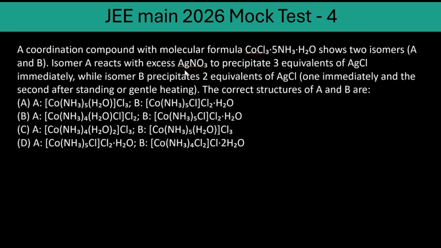A compound with molecular formula CoCl3, 5NH3 and H2O shows two isomers. Isomer A reacts with excess of AgNO3 to precipitate 3 equivalents of AgCl. This type of question, if you see it, then confirm your marks there. You should get 4 marks there. So 3 equivalents of AgCl means outside the coordination sphere I have 3 Cl. So check for the option. I have option A and option C like that. Correct? Then isomer B precipitates 2 equivalents of AgCl, one immediately and the second after standing or gentle heating. So anyhow, that is giving us 2 equivalents of AgCl. So comparing C and A, obviously the answer becomes A.